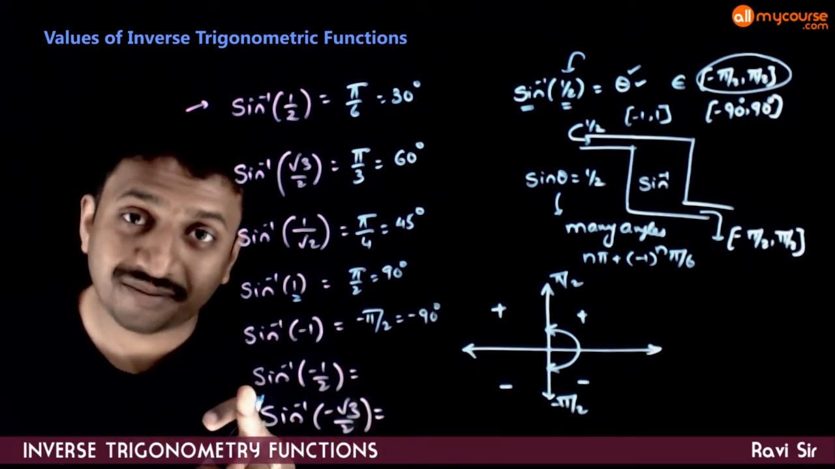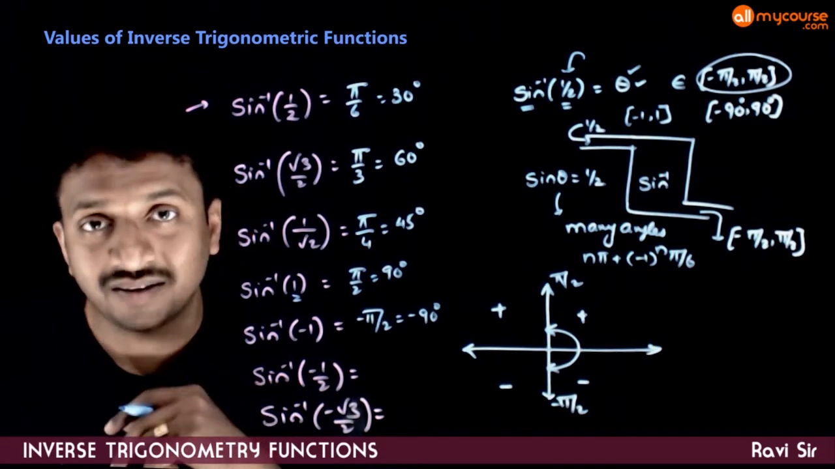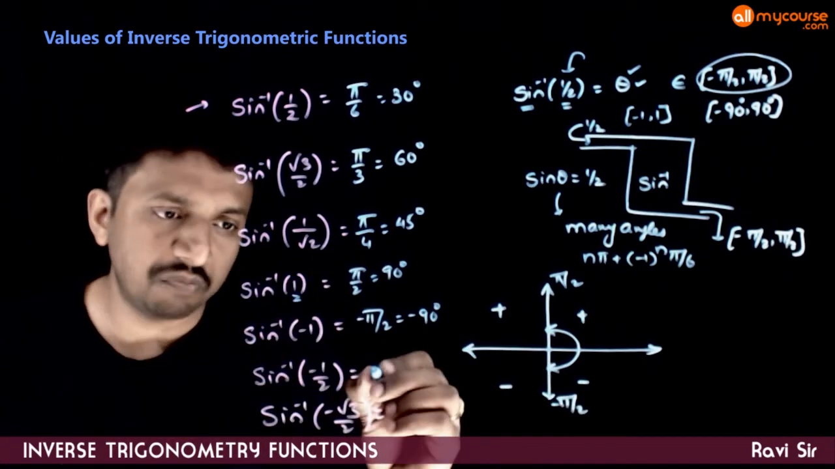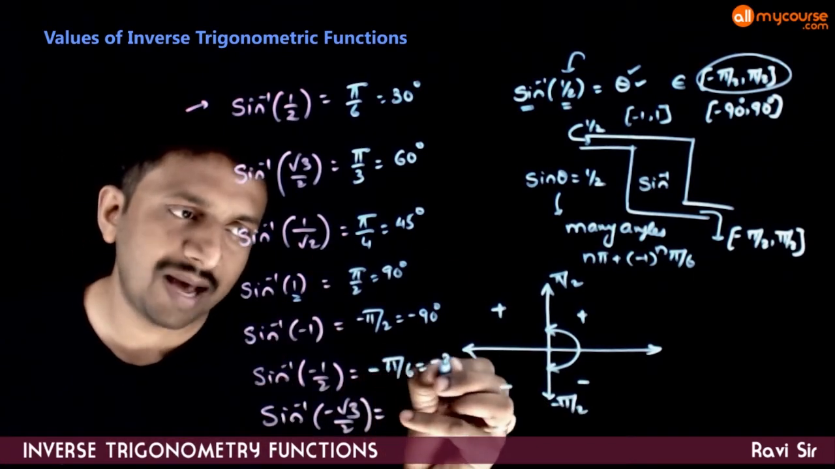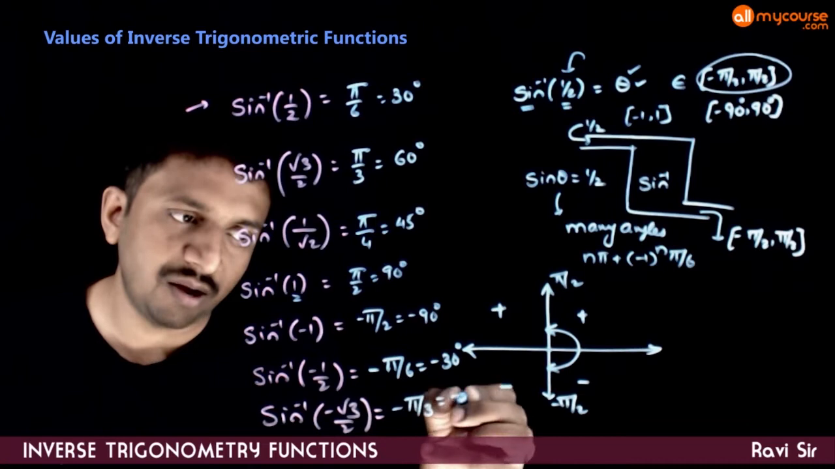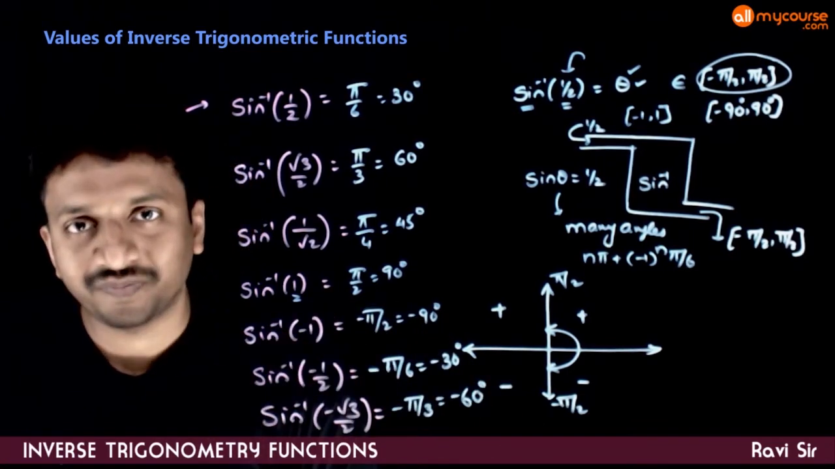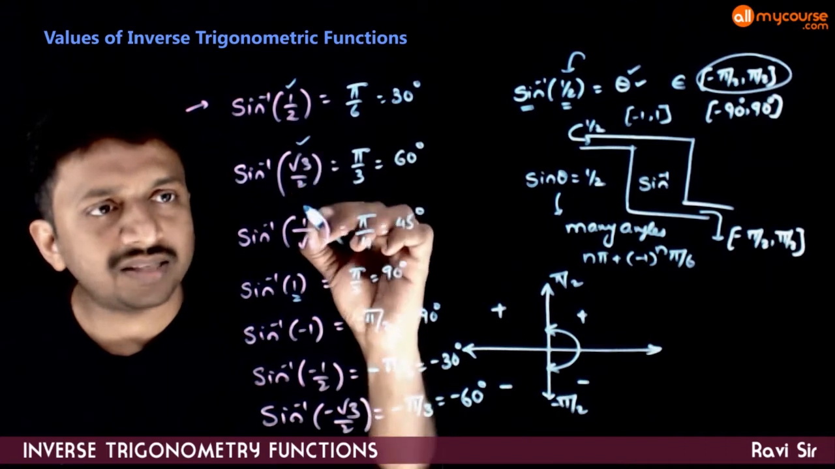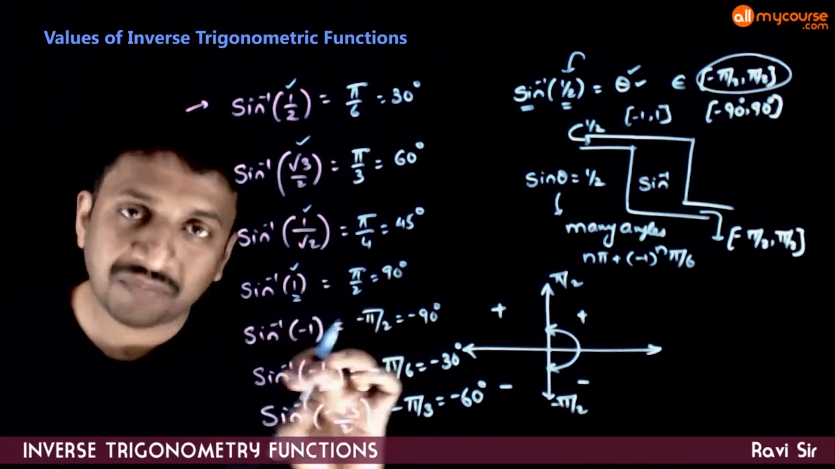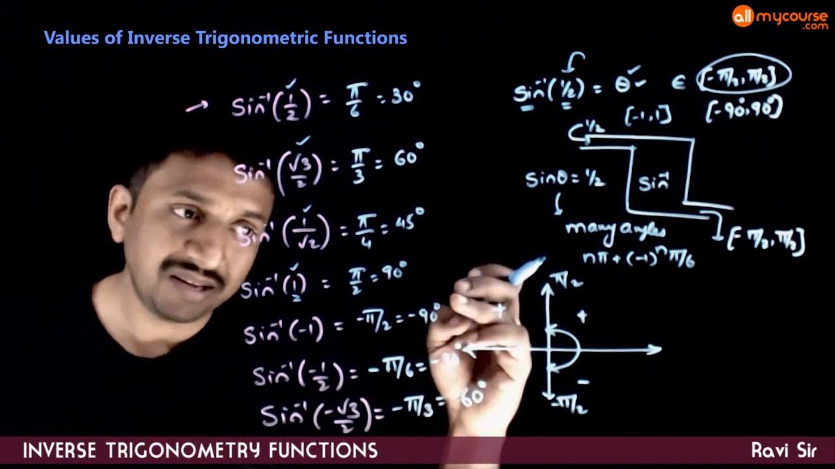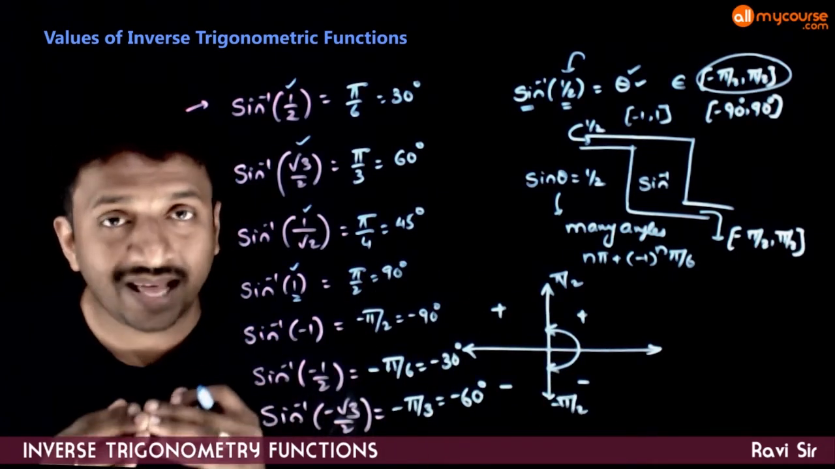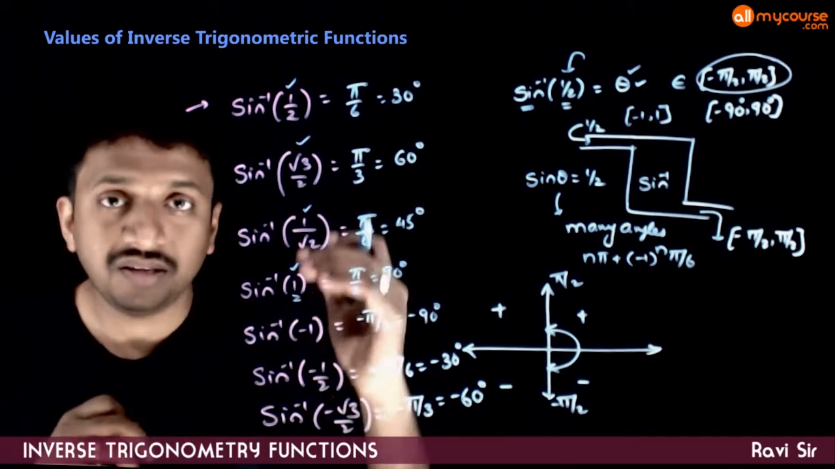Similarly, sine inverse of minus half. Where will sine be equal to minus half? According to the convention, you have to take the fourth quadrant angles. So minus pi by 6 or minus 30 degrees. Sine inverse of minus root 3 by 2 is minus pi by 3 or minus 60 degrees. So if you have a positive number inside sine inverse, you get an acute angle. If you have a negative number inside sine inverse, you have a negative angle. That is an angle in the fourth quadrant. Let us do the same analysis for cos inverse and see how the values change.